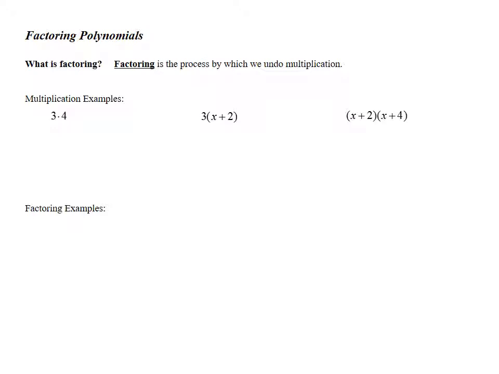Here's some examples of multiplying. 3 times 4 would simply be 12, but we could be multiplying instead a polynomial. For instance, 3 times the quantity x plus 2. To multiply this 3 into that, we would distribute it. So we'd get 3 times x, or 3x, plus 3 times 2, or 6, as a result when we multiply.